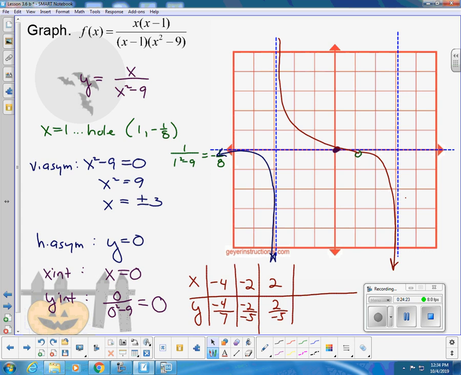So I saw that little hole. And then I'm going to put in last number. 4. 4 over 7 is positive. So that tells me my last branch is going to come down in the positive area over there. Does that make sense? You've got to figure out, am I below the asymptote or above the asymptote on the ends? And then, where's my rocket ship?